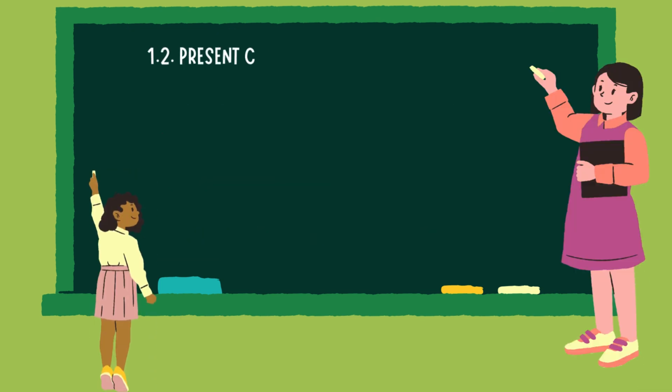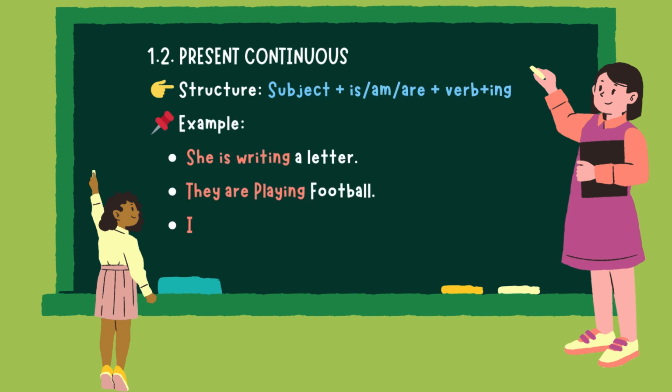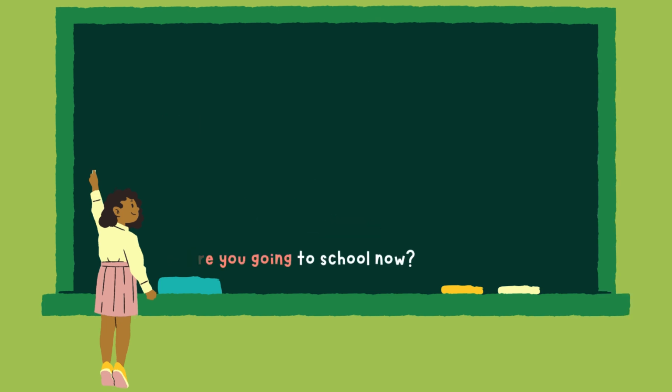1.2, present continuous. Structure: subject plus is, am, are plus verb-ing. Example: she is writing a letter. They are playing football. I am practicing my dance. Are you going to school now?